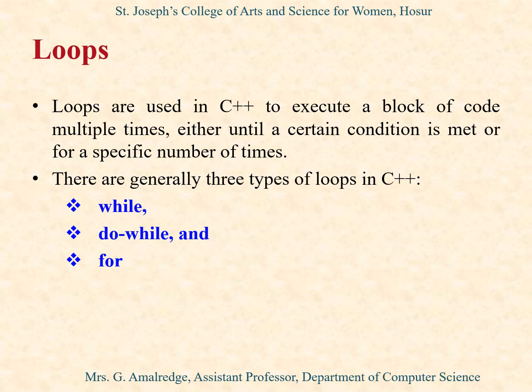The other important flow control is loops. In C++, loops are used to execute a block of code multiple times. Generally, there are three types of loops in C++. The first one is while, the second one is do while, and the third one is for.